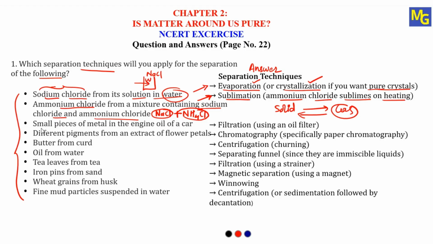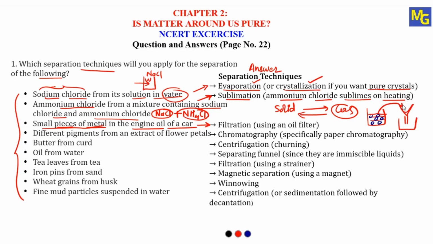Now the next one is small pieces of metal in the engine oil of a car. In an engine oil, if there is a mixture of small pieces of metal, how can we separate it? The common method is filtration, because oil is a liquid. Imagine this is oil, and the metal pieces are, maybe, blue colored metal pieces. We can use a filtration technique where you use a funnel, a beaker at the bottom, and filter paper.